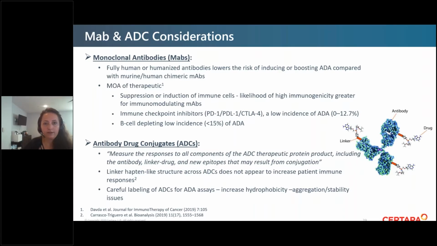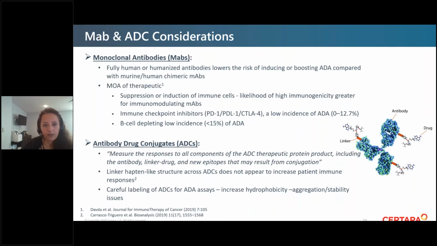Obviously a fully humanized antibody, which is the most common type of antibody that's being produced now, definitely lowers the risk of inducing ADA. But the mechanism of action of the therapeutic also plays into how you're thinking about a monoclonal antibody. Is it an immune suppressing monoclonal antibody, or is it an immune stimulating, modulating antibody? And how is that going to affect your incidence of ADA?